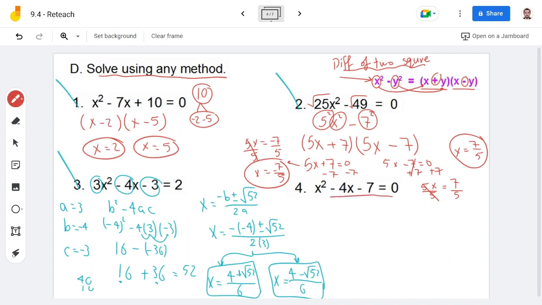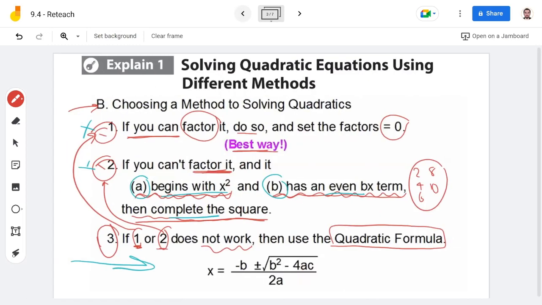How about the last question? What do you think? Can I find two factors of negative 7 that give me negative 4? Let's try. Negative 7 factors: negative 7 and 1, or negative 1 and 7. So I only have these two factors. This one will give me negative 6, this one will give me 6. So none of these can give me negative 4. Now if method number 1 is not working, I have to try with number 2.